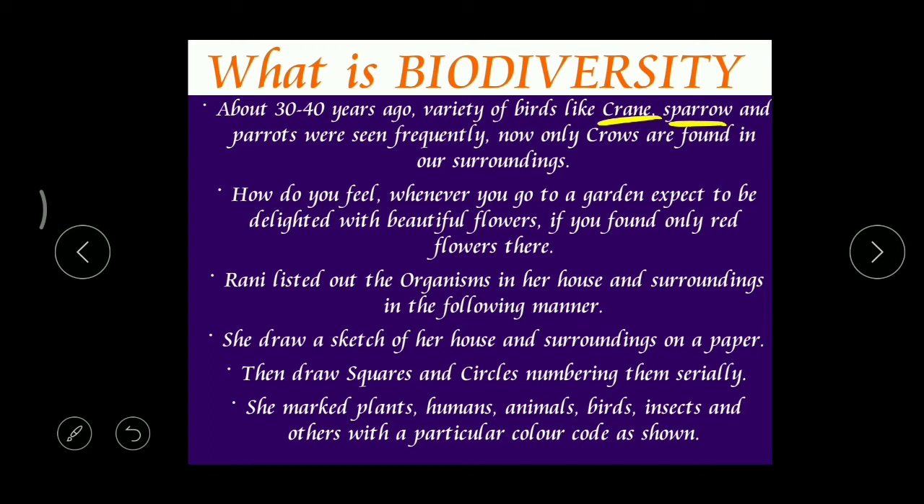But whenever you go there, you think that the entire field or entire garden is having only one kind of flower, that is only one color. Then can you feel happy? No, you get disappointed. Why? Because you expect different varieties of colors, but here we can find only one, right? So here this Rani did one thing.